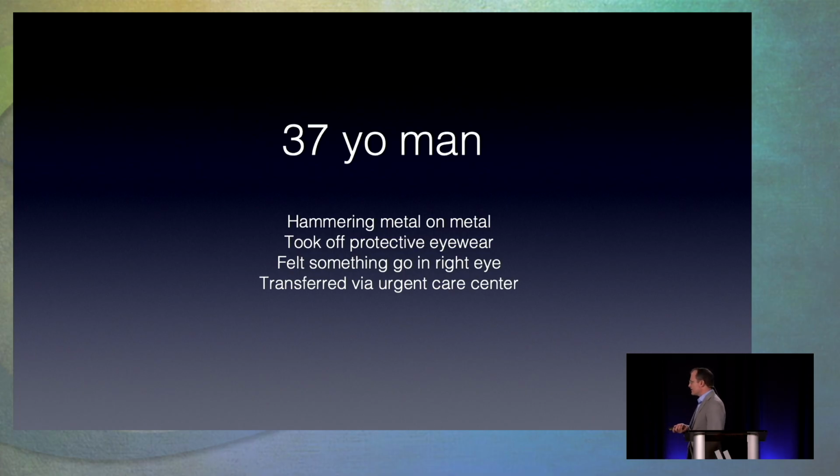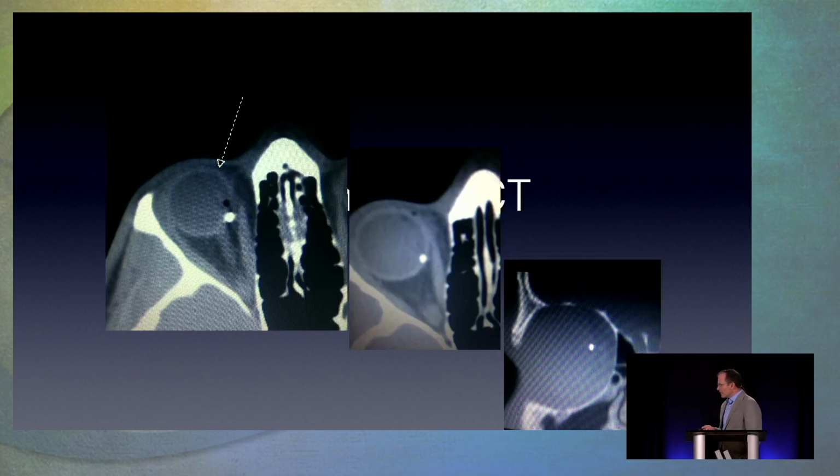So we had a 37-year-old guy who was hammering metal on metal. It's kind of the classic thing we think about. He took off his protective eyewear. All these guys, they tell you, I was wearing my eyewear, and then I just had to see something, and that's when, of course, it's going to happen. He felt something in the right eye, went to urgent care. So there's an IOFB. Of course, the metal is going to show up real hyperlucent on the CT scan.